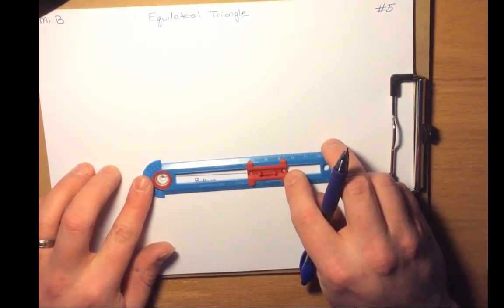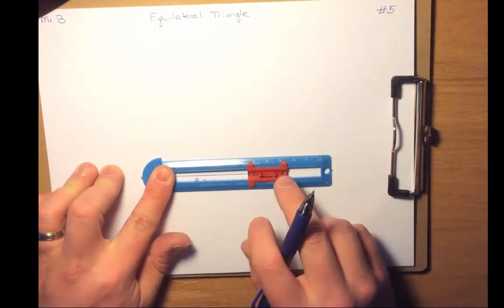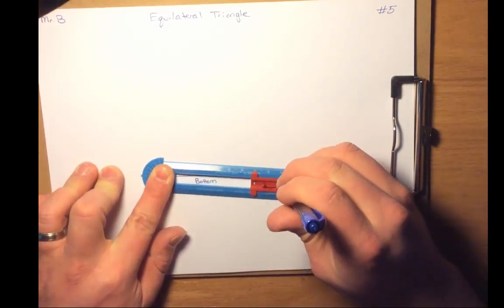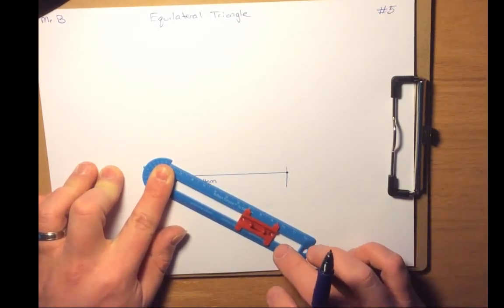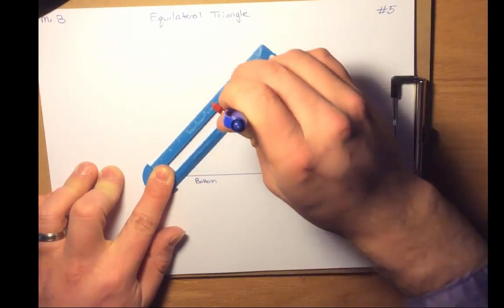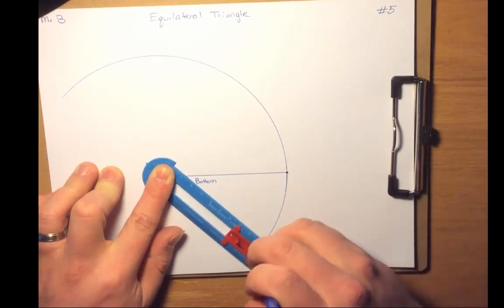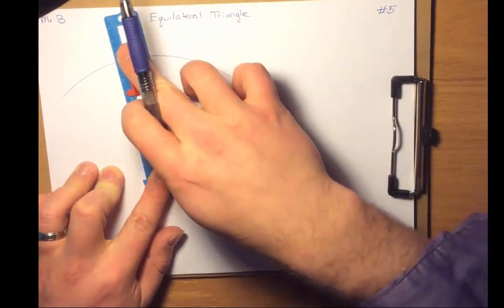such that when I put it over one side, and I'm not labeling it, okay, I put it over one side like so, clamp it, I'm going to line my compass up with the other end of the segment so that they're the same distance. But I'm going to leave it there and I'm going to draw a huge arc like so.